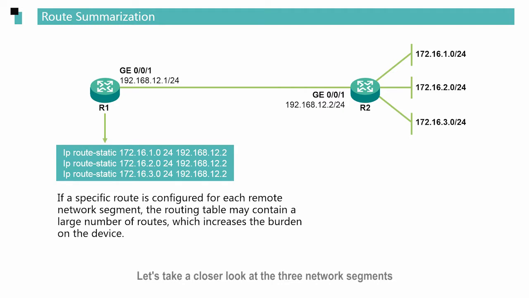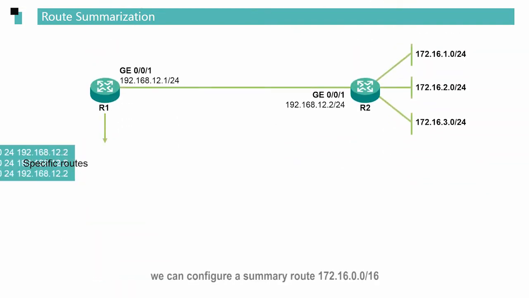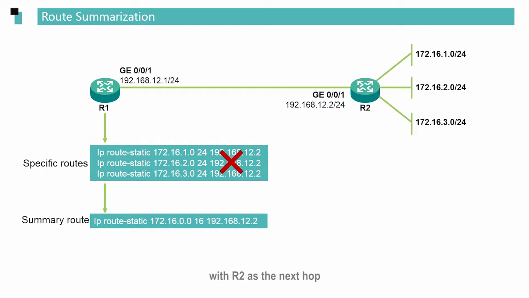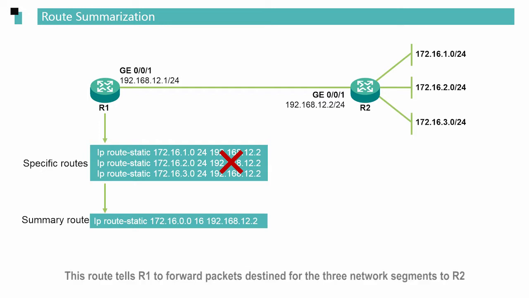Let's take a closer look at the 3 network segments. We can see that they have something in common. They all belong to the network segment 172.16.0.0/16. In this case, we can configure a summary route 172.16.0.0/16 with R2 as the next hop. This route tells R1 to forward packets destined for the 3 network segments to R2. If we use the summary route solution, R1 has to store only one route in its routing table.